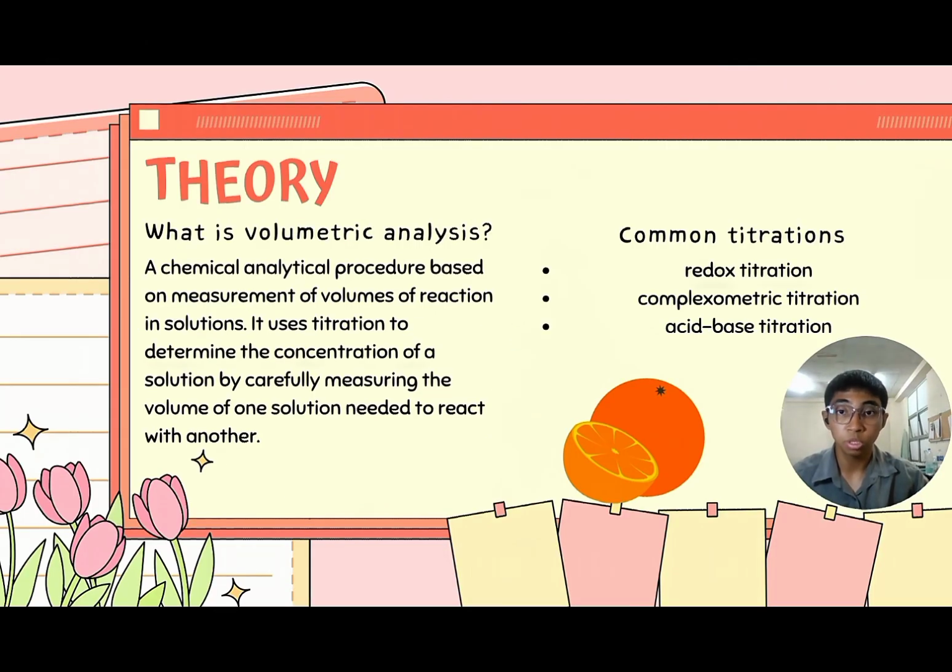Okay, so we move to the theory. What is volumetric analysis? A chemical analytical procedure based on measurement of volume of reaction in solutions. It uses titration to determine the concentration of a solution by carefully measuring the volume of one solution needed to react with another. So the commonly used titrations are redox titration, complexometric titration, and acid-base titration.